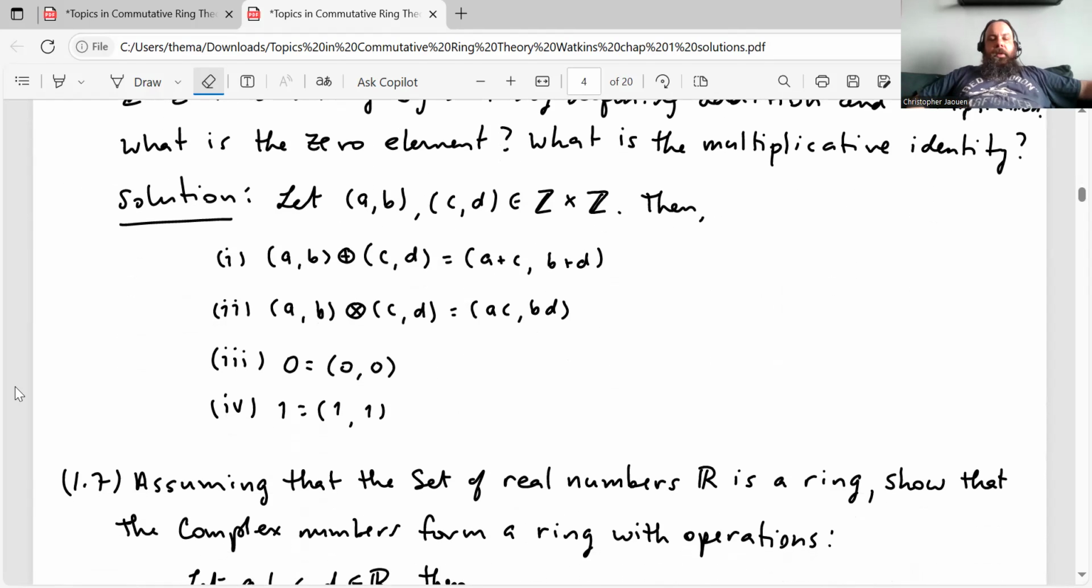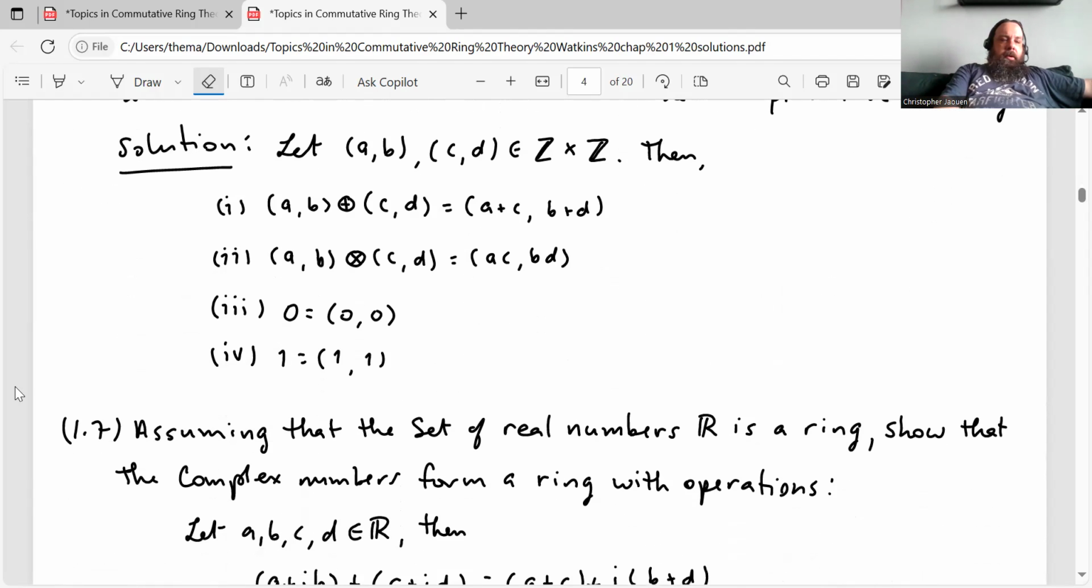We define the sum of the ordered pair AB with CD to just be the component-wise addition, and same thing for multiplication. We do it component-wise, and then the zero element is just the ordered pair 0, 0, and the multiplicative identity is just the ordered pair 1, 1. And you could check all the axioms. I didn't do it here, but it works.